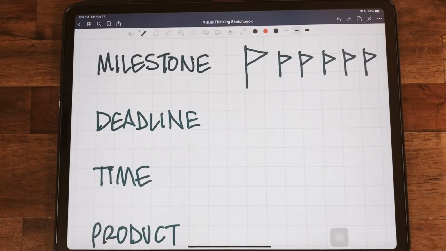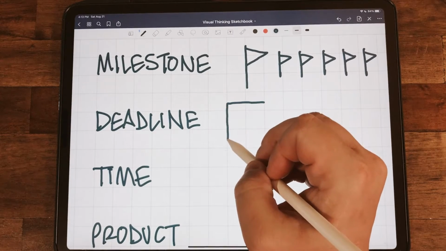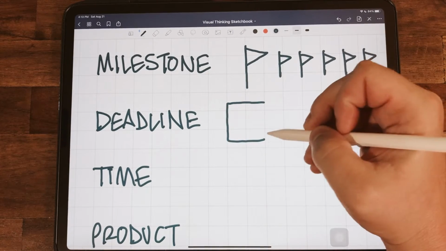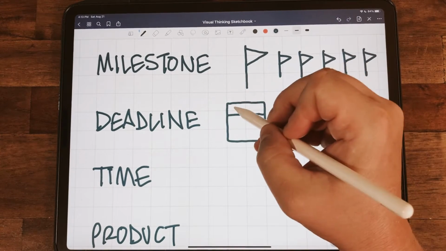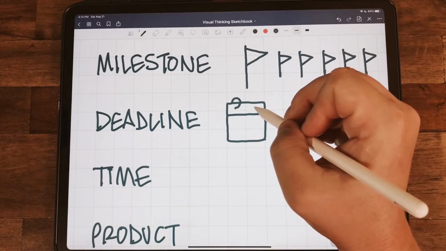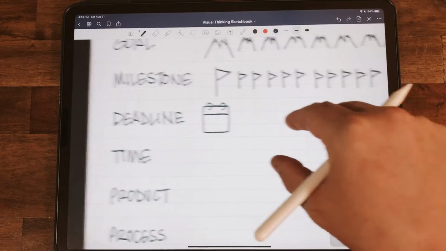For the word deadline, we're going to draw a square. Draw a line near the top, and then 2 partial circles to look like a daily calendar page. Draw this 15 times.